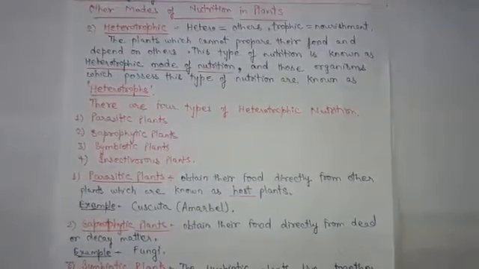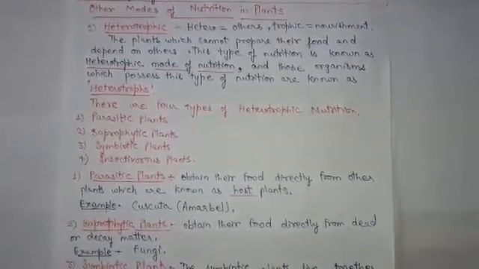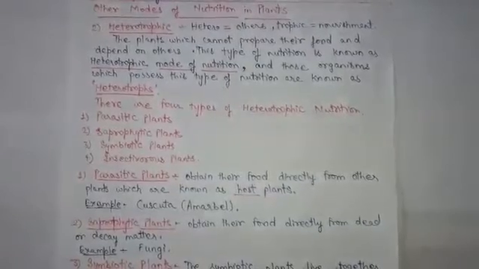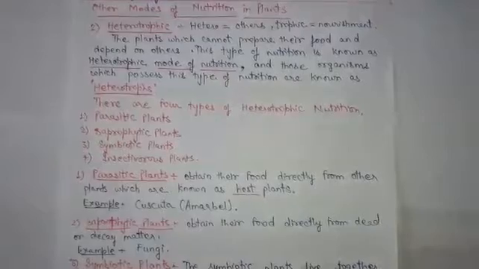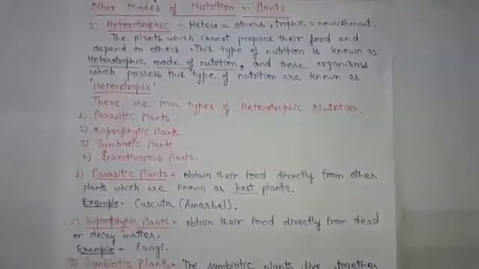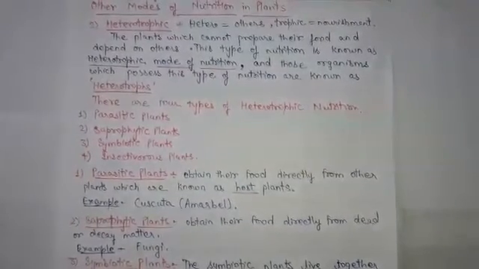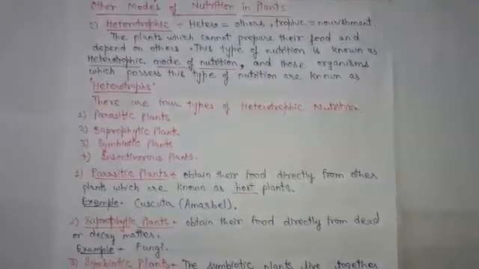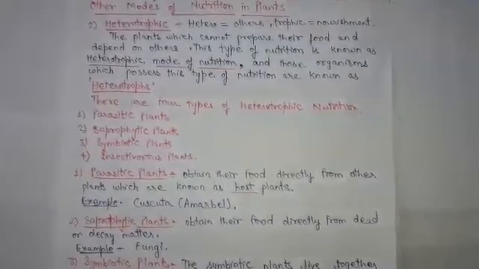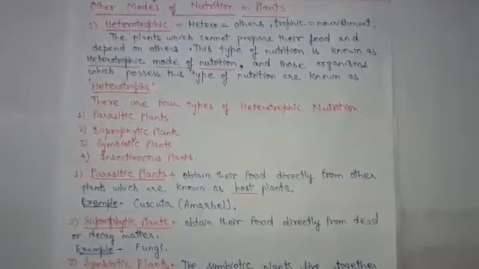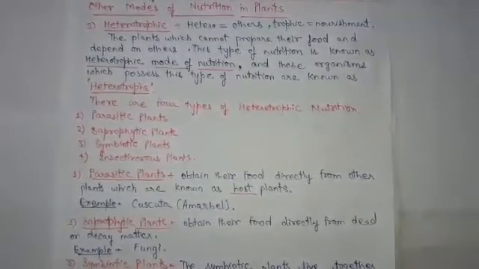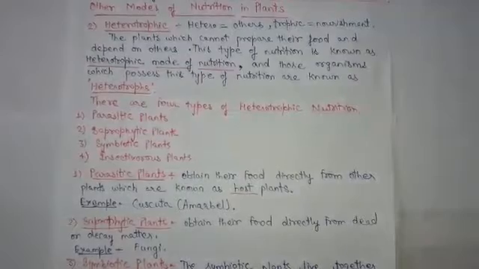They secrete digestive juices and convert the matter into a solution. This mode of nutrition, in which an organism takes nutrients in solution from the dead and decaying matter, is called saprophytic nutrition. And the organisms which use this kind of nutrition are called saprotrophs. Thus, we can say that fungi are saprotrophs.